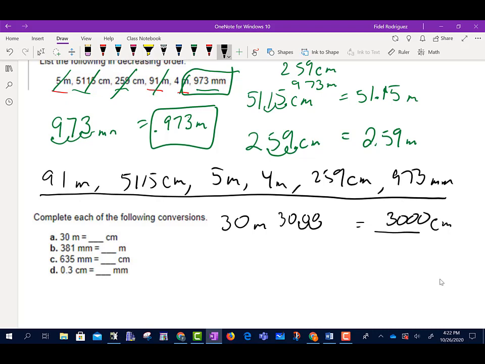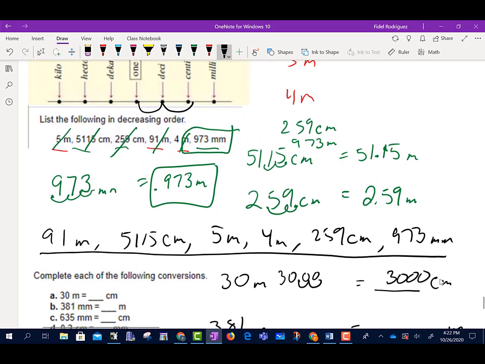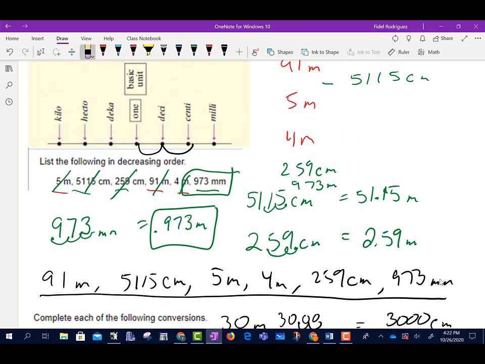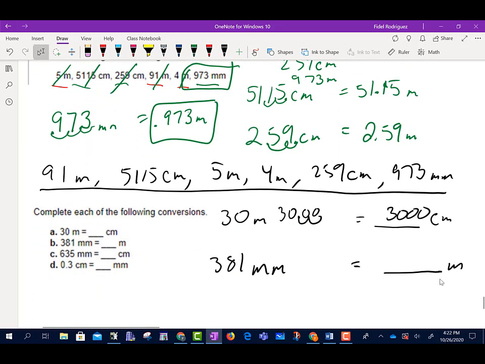Okay. Let's take 381 millimeters, and again, we're going to convert that into meters. So 381 millimeters to meters. So we are in millimeters, 1, 2, 3, to the left. Okay. 1, 2, 3. So this is 0.381 meters.